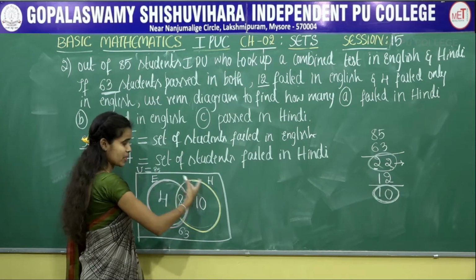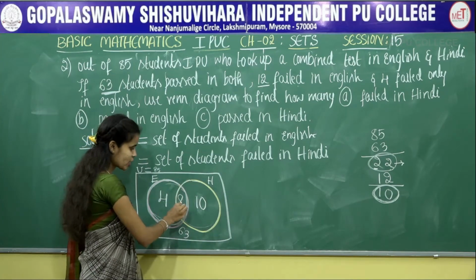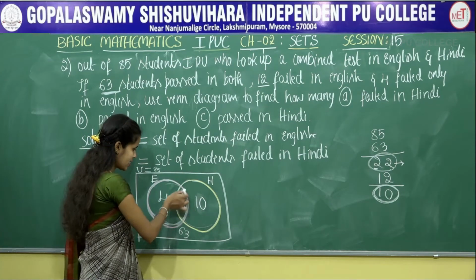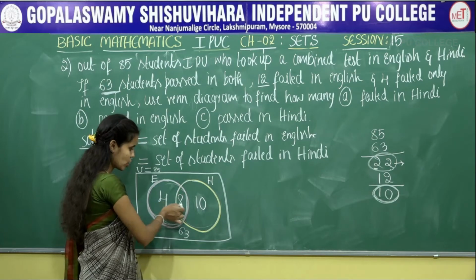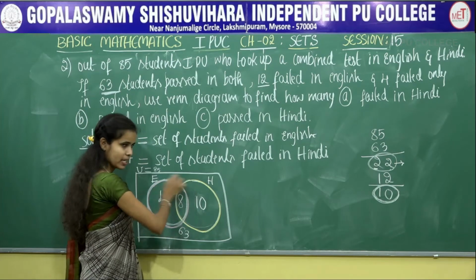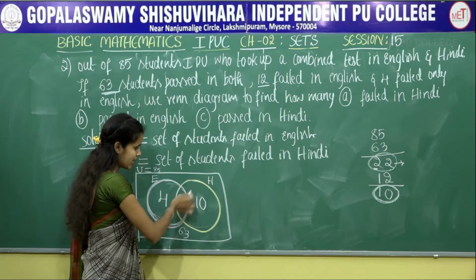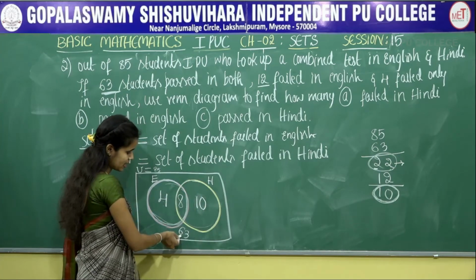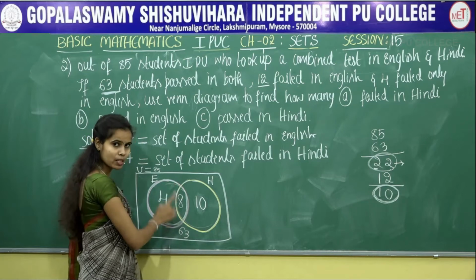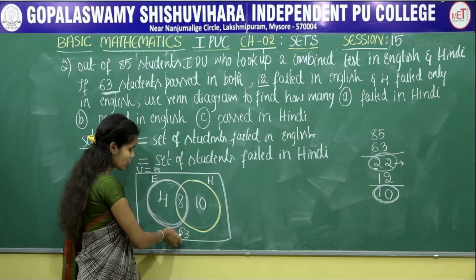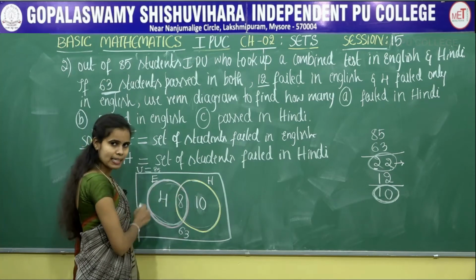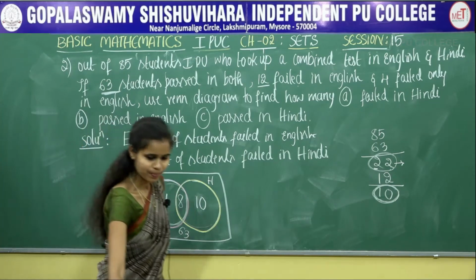This set represents failed students. 8 students failed in both Hindi and English. In this circle, 8 plus 4, 12 students failed in English. 10 plus 8, 18 students failed in Hindi. The number outside the circle represents passed students. So 63 students passed in both Hindi and English.